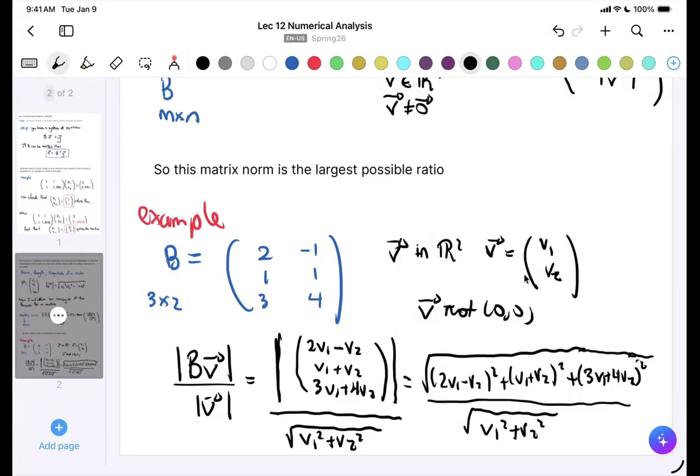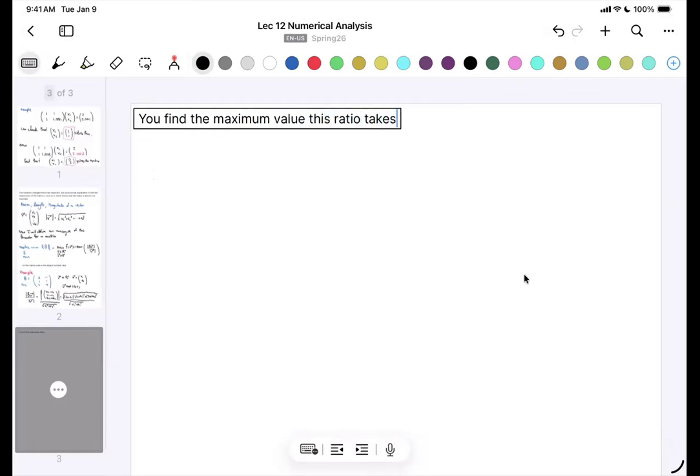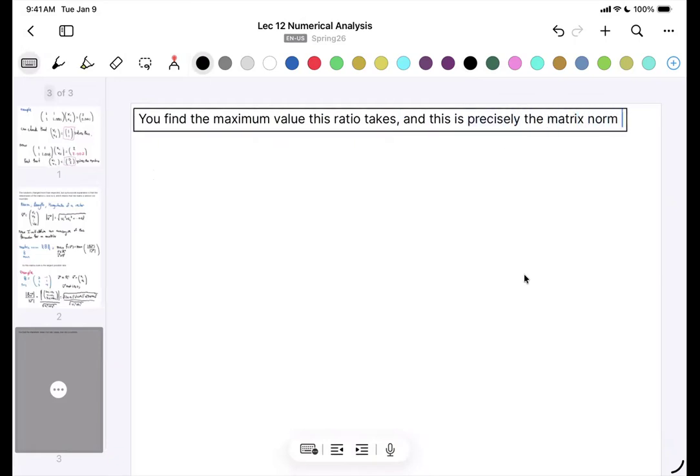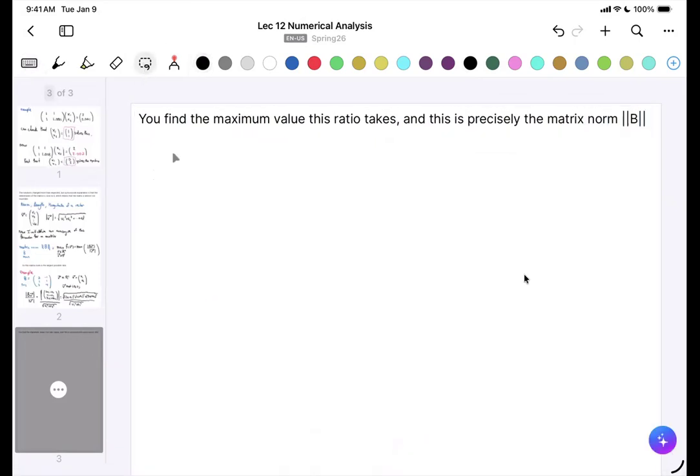So basically what I'm saying is that you would find the maximum value this ratio takes, and that is precisely the matrix norm. Is that okay? So far, so good, making sense?